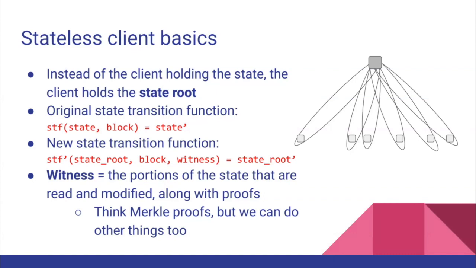So for any state transition function, if you Merkleize a state, you can transform it into this new state transition function that just looks at roots, except you have to make this compromise that you add in this extra object that's called a witness.